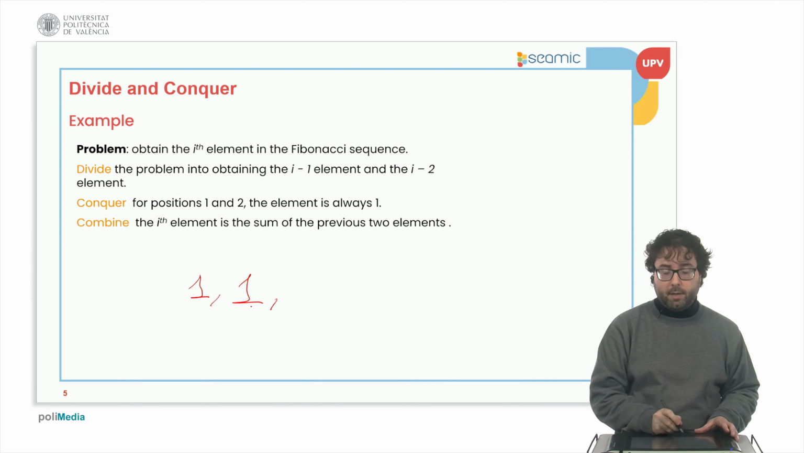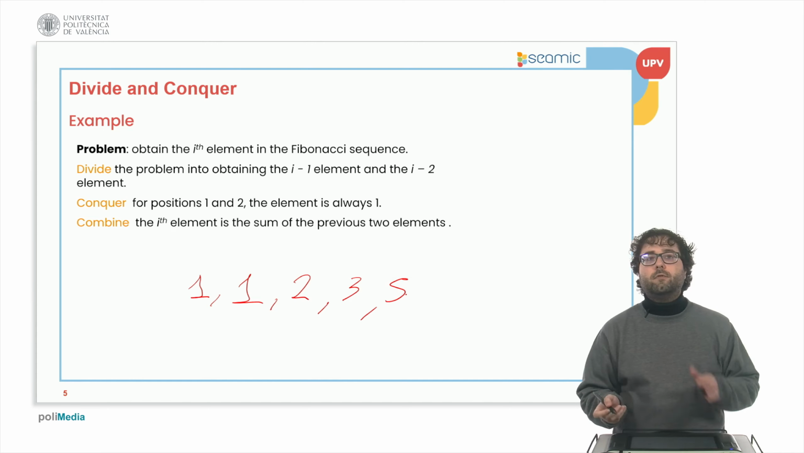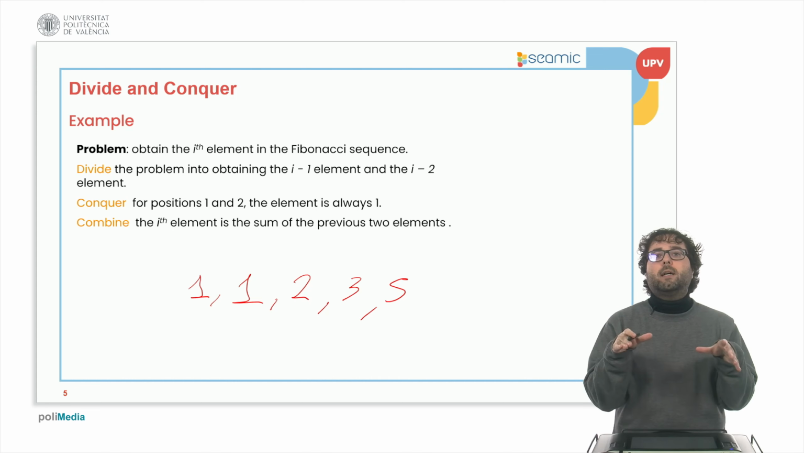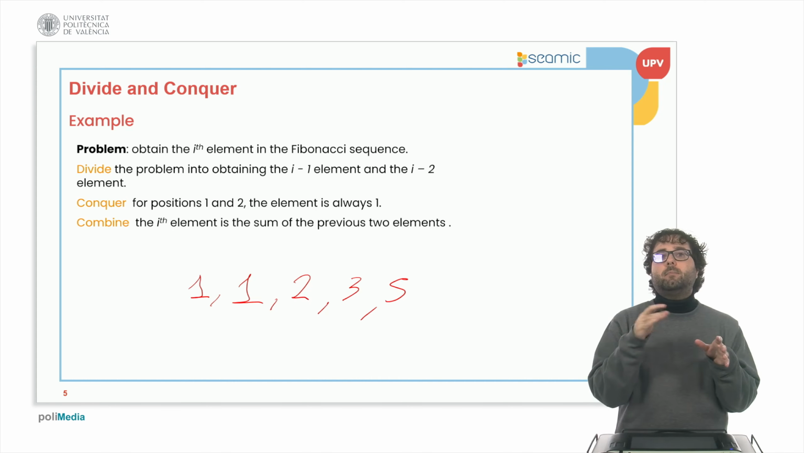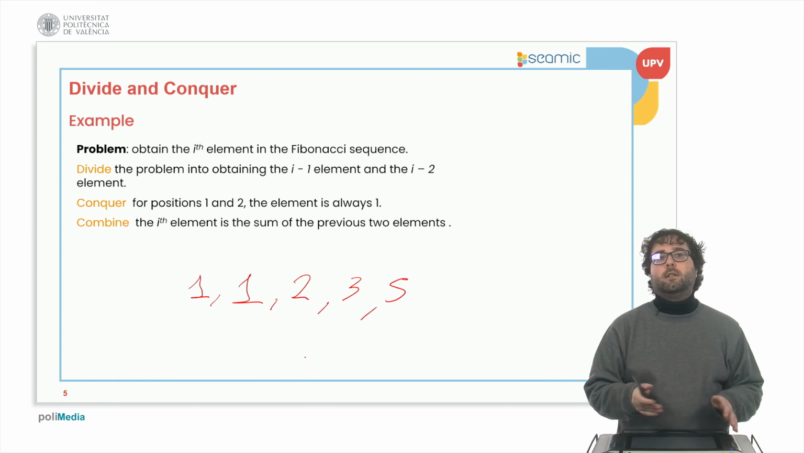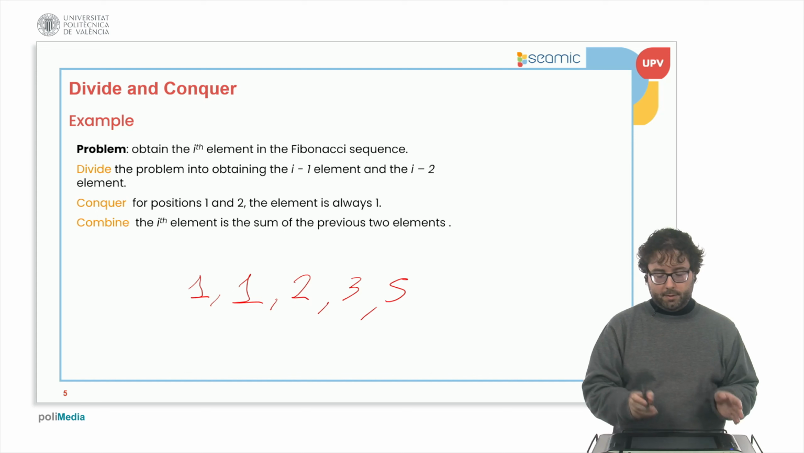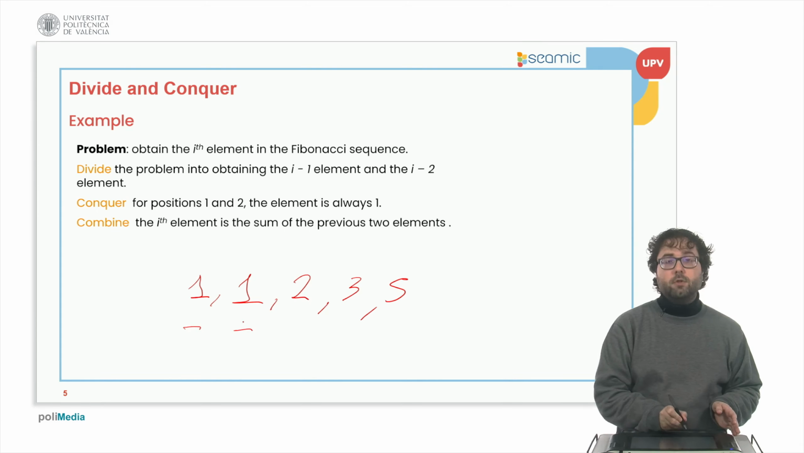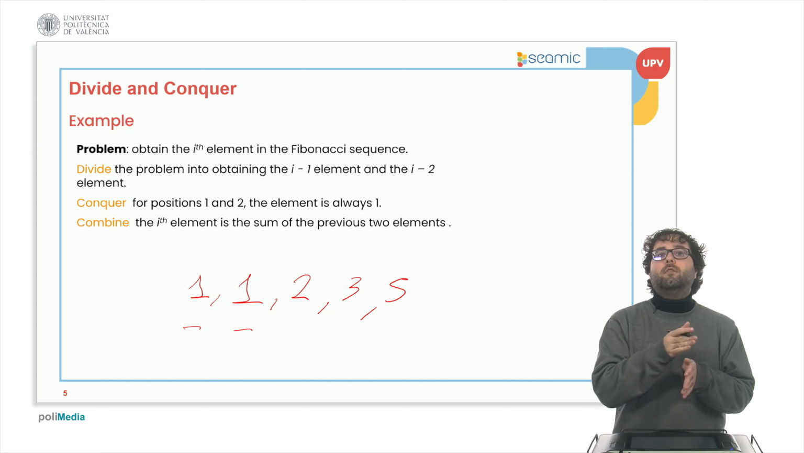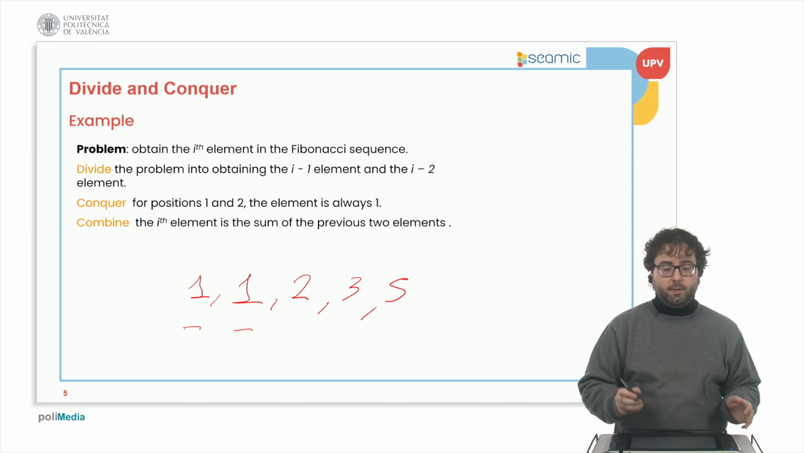So that will be 1 plus 1, 2, then 2 plus 1, 3, 3 plus 2, 5, and so on and so forth. Therefore, the subdivision, the divide phase, can be simplified as computing the previous numbers. Conquering the base case is applying to those positions, and combining would be making the sum of those previous two elements.